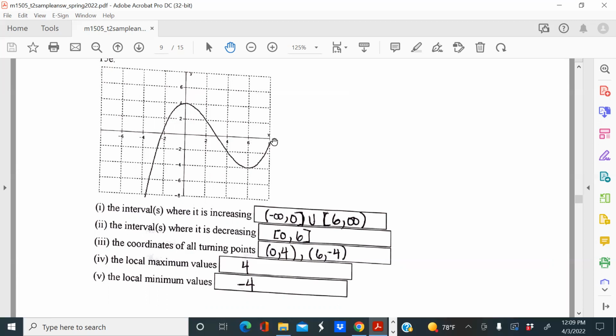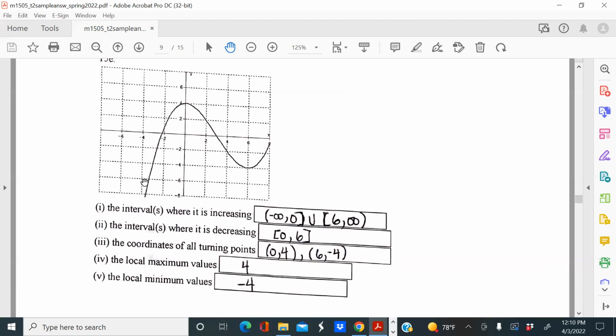So if we span the curve from left to right, we see at first it's increasing, correct, right? This portion of the function is increasing, and that continues until we hit 0 on the x-axis. Now, don't say it continues up to 4, okay? It continues to 0 on the x-axis. And then it's decreasing for a while, and then it begins increasing again here at 6 on the x-axis. So where is this function increasing?